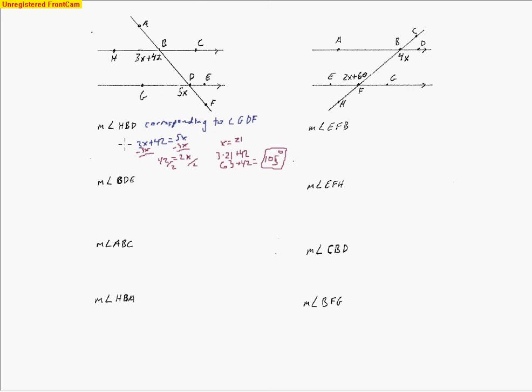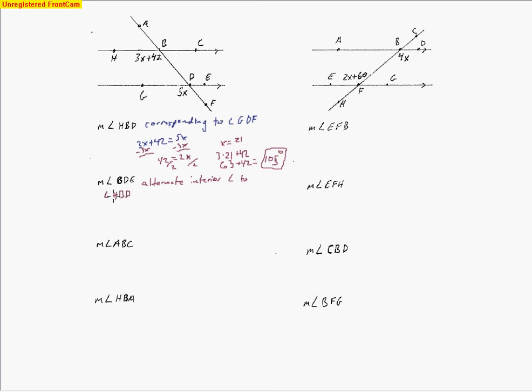Now they want me to find the measure of angle BDE. BDE is this angle right here. What that's going to be is an alternate interior angle to HBD. So we'll say that it's an alternate interior angle to angle HBD.